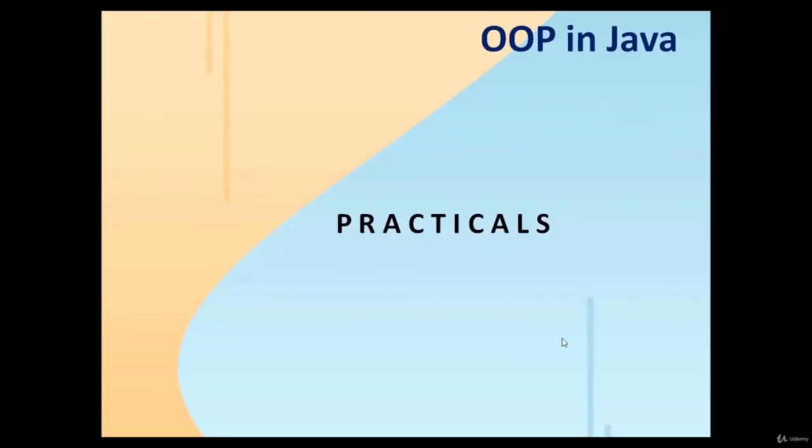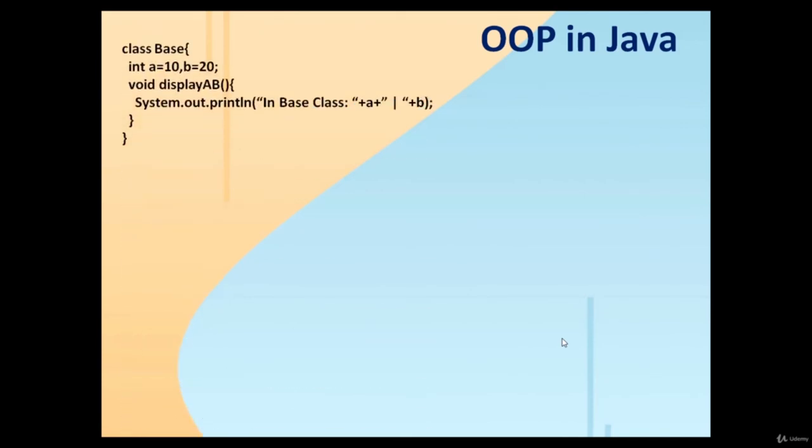So, inheritance practicals. Let's consider a simple class called base class. It has two properties, A and B, and also a method called display AB. That display AB method will say in base class, and the A and B values will be displayed, that means 10, 20. Whenever you create an object of base, we can access A and B as well as display AB.